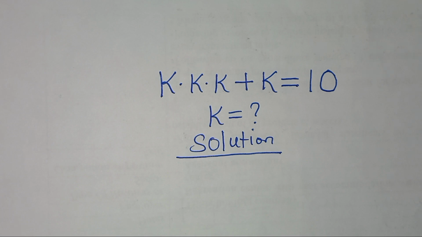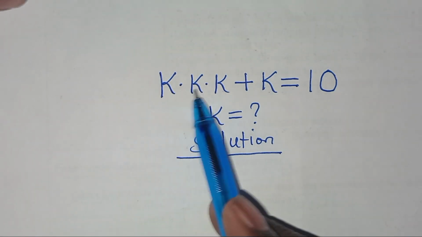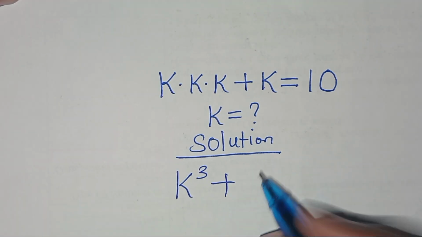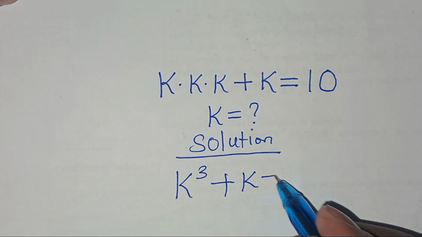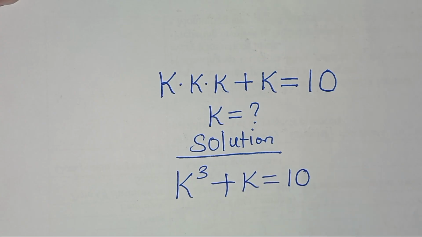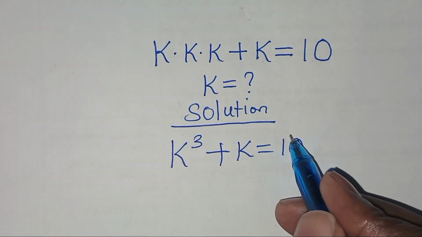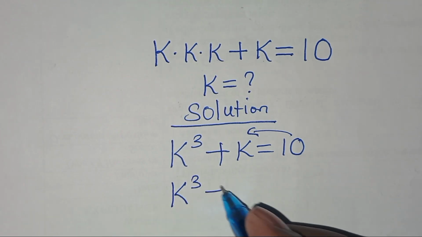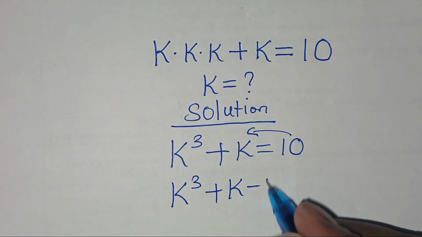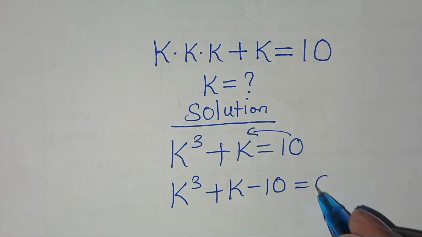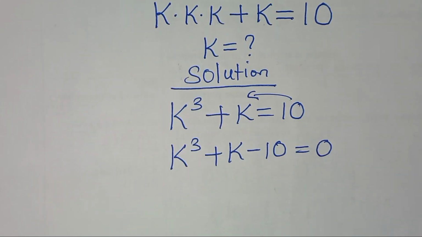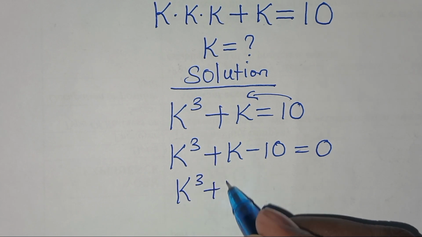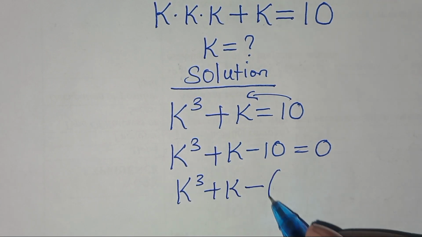Let's provide this solution quickly. So k times k times k is the same thing as k to power 3, plus k, equal to 10. Let's take 10 to the left hand side, so that we have k to power 3 plus k subtract 10, equal to 0.